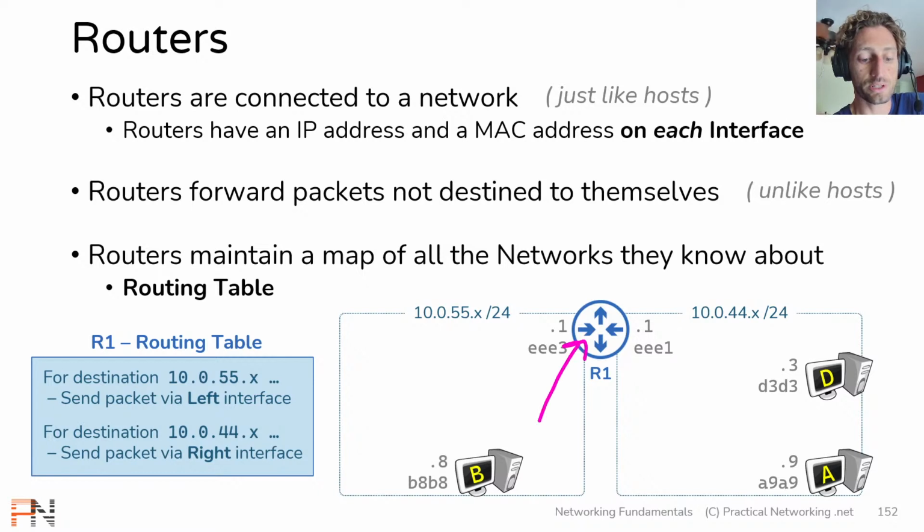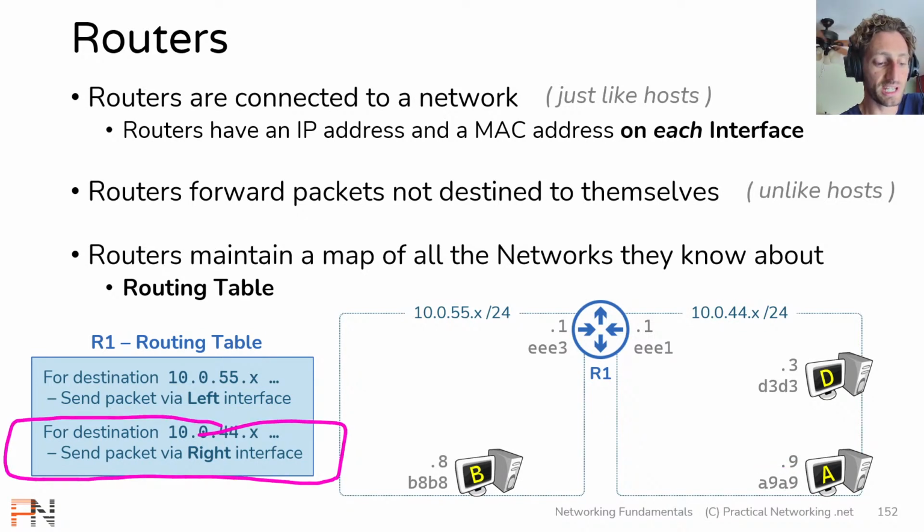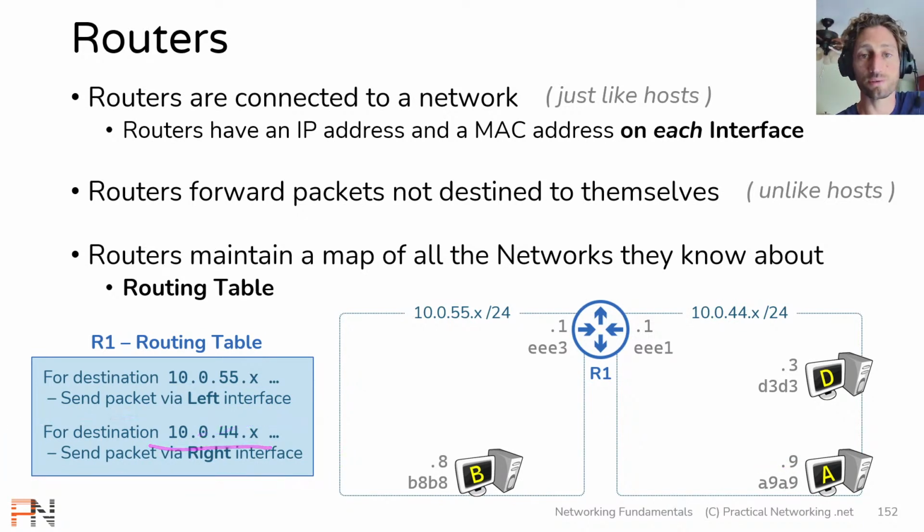So if R1 receives a packet with a destination IP address of 10.0.4.9, router 1 will look into its routing table to see if it knows how to get to the 10.0.4.4 network. It does. It knows it needs to go out the right interface. Now, normally, router interfaces would be something like Fa0/1 or Gig0/1 or Eth1, Eth2, and so on. But for the sake of simplicity, in these slides, I'm just going to use the right interface and the left interface.